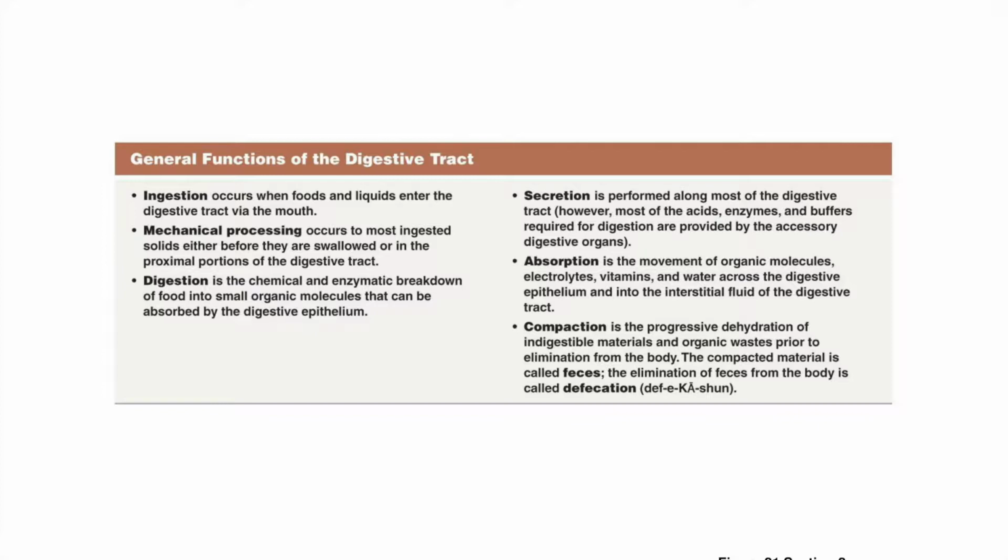Then the next function is secretion. Acids, enzymes, and buffers are secreted into the digestive tract, and these are going to do the digestion. Another major function is absorption. Organic molecules, water, vitamins, and electrolytes are absorbed into the blood. And then finally, compaction and elimination. So things that we can't digest or waste that we want to get rid of are compacted and eliminated.